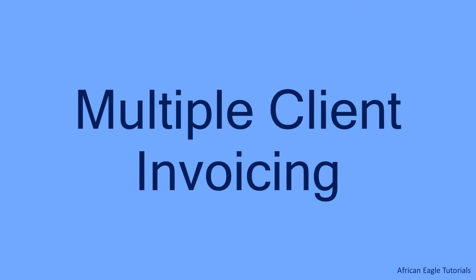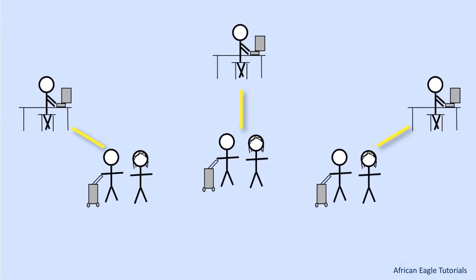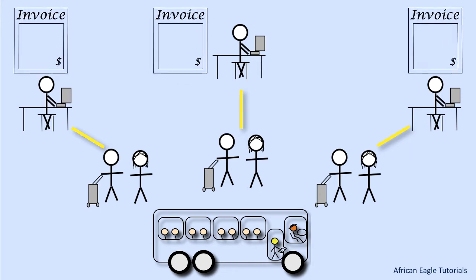Hello, in this video I'm going to show you how to invoice multiple clients for a project. This function is used when the company combines passengers from different clients in a project. The passengers share transport and guides, optimizing cost. Operationally, there is no distinction between the passengers, but invoices need to be issued per client.